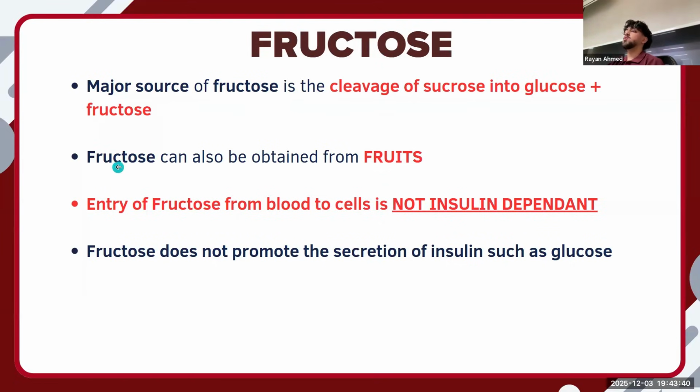And now, fructose can also be obtained from fruits. That's very obvious. Fructose, fruits, same thing. Entry of fructose from blood to cells is not insulin dependent. This is so important because in the past we have learned, not past lectures, not this lecture, but like glycolysis, whatever. The entry of glucose from blood to cells is insulin dependent, but fructose isn't. That is so important because this is going to help us in a lot of pathways for fructose.